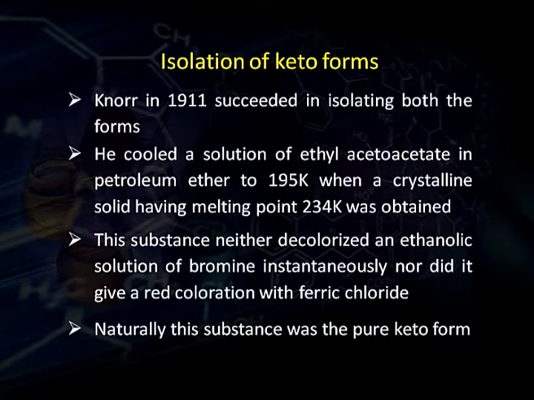He cooled a solution of ethyl acetoacetate in petroleum ether to 195 Kelvin, when he got a crystalline substance which was having the melting point 234. That substance did not decolorize the solution of bromine, nor did it give the red coloration with ferric chloride. Naturally, this substance was a pure keto form.